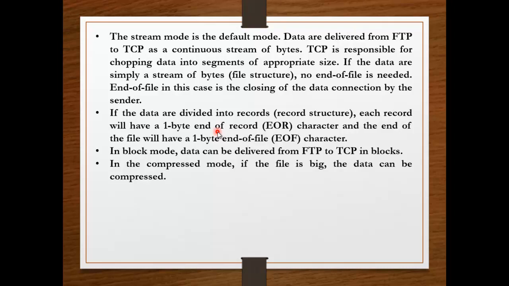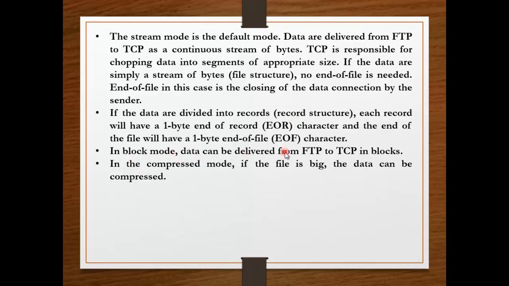So when you are using the record structure or the page structure, you need to have an indication of when the download will get over, or when this record is getting over, this is part 2 is getting over, like that. Whereas if it is a file structure, it's a continuous stream of bytes, it will not have any end of file. Once the file is over, automatically the data connection will be closed. But when you use a record structure and a page structure, the data connection will still be alive to download the entire file.